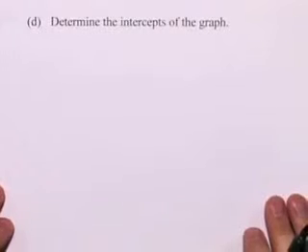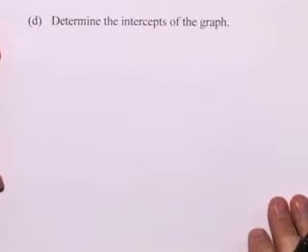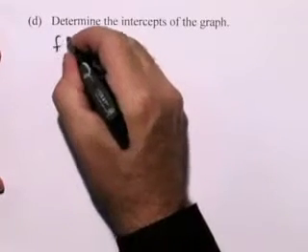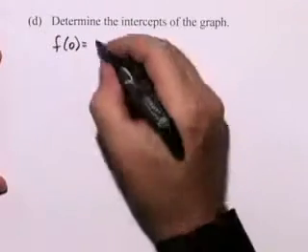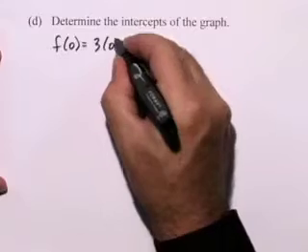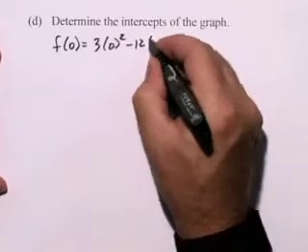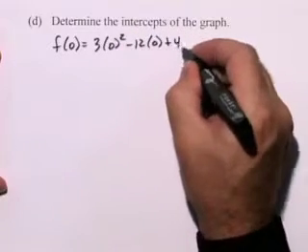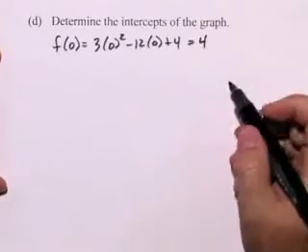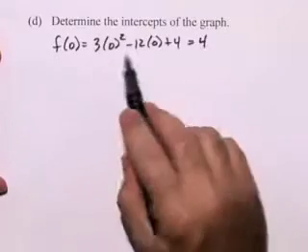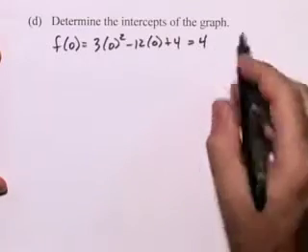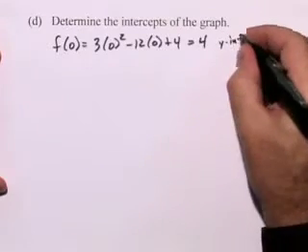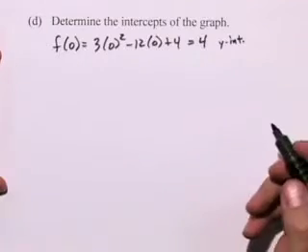Next, we want to find the intercepts for our graph. We'll find the y-intercept first. Find the y-intercept by evaluating the function at x equal to 0. f of 0 will be 3 times 0 squared minus 12 times 0 plus 4, which is just equal to 4. We could have found the y-intercept initially by just noting the constant in our function was 4, so our y-intercept is 4.